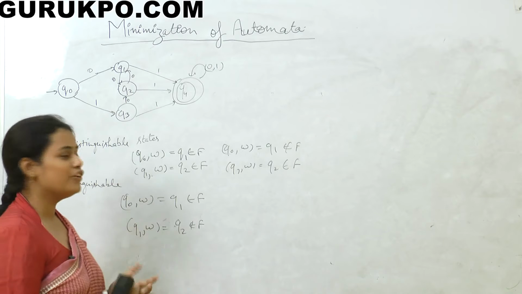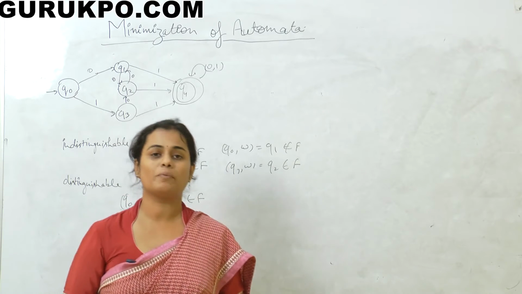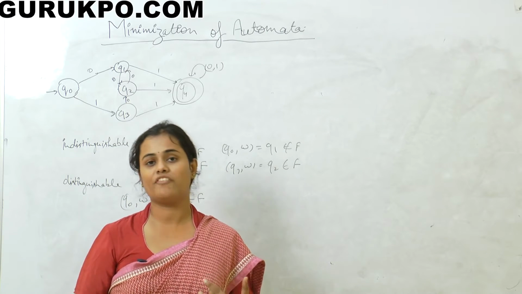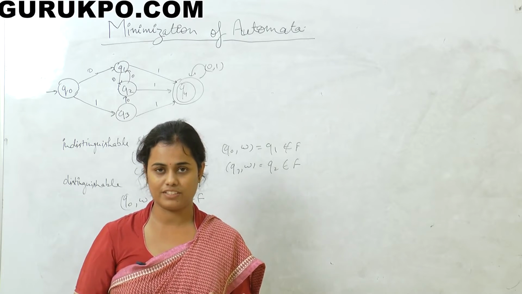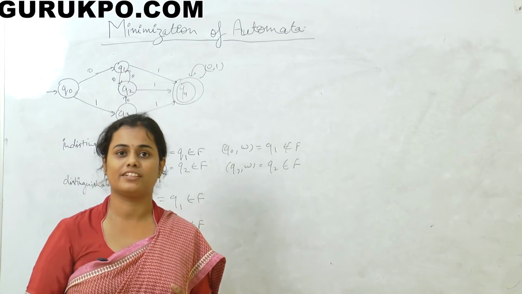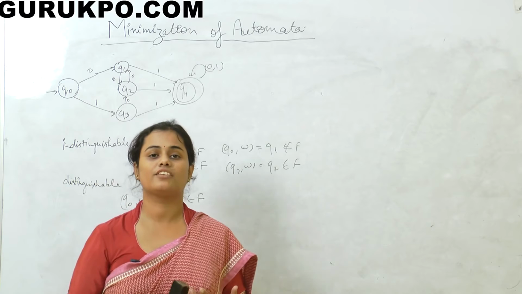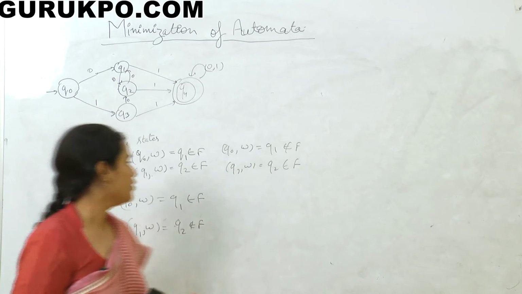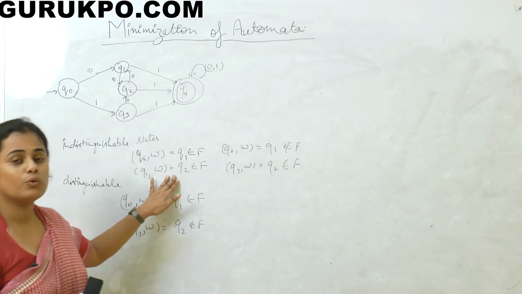Before knowing about minimization of automata, we should know what indistinguishable states and distinguishable states are. Indistinguishable states are those which can be merged. You don't need to distinguish them.